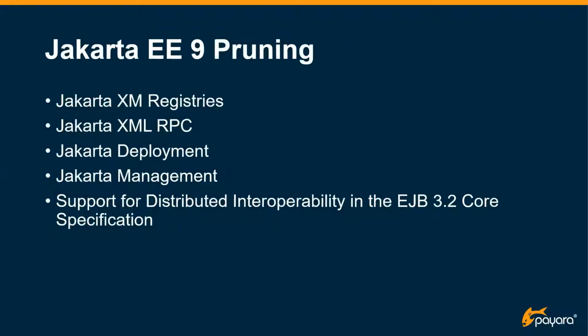So just to move on to the details of each specification. What we're pruning is Jakarta XML Registries, RPC, and deployment and management APIs, which are all very old. And we're also removing support for distributed interoperability in EJB 3.2, which is the CORBA and IIOP aspects, as again, CORBA and IIOP is no longer in the JDK. So that's what we've agreed on removing.